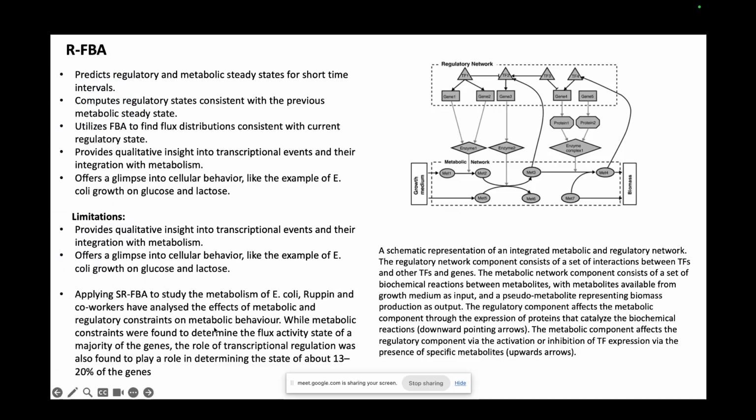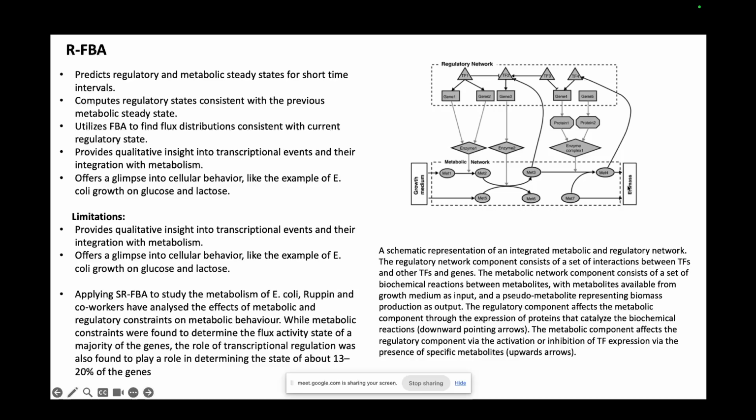So, if you apply this technique to study the metabolism of E. coli, there has been a particular study by Covert and co-workers, where they analyzed the effects of metabolic and regulatory constraints on the whole metabolic behavior. While metabolic constraints were found to determine the flux activity state of a majority of the genes, transcriptional regulation was also found to play a role in determining the state of about 20 to 30% of the genes. So this work demonstrates that regulatory information is very essential because it can explain a lot of metabolic behavior, right?